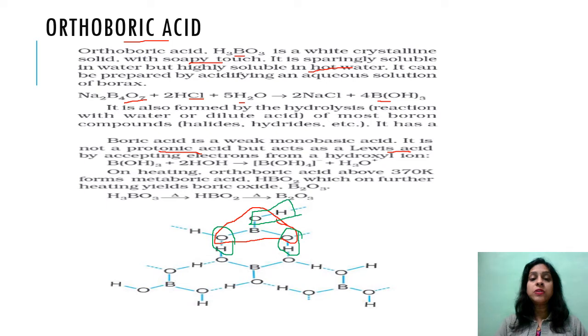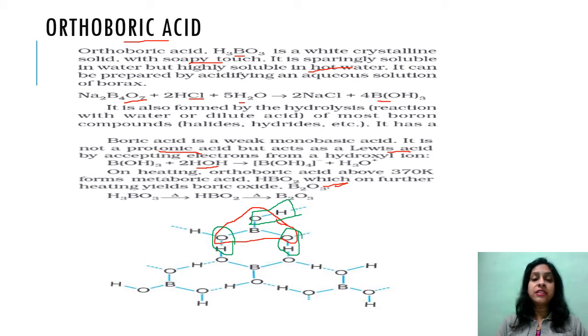How does it act as a Lewis acid? Because it accepts electrons from the hydroxyl ion. देखो अब जब BOH3 को water के साथ किया गया है, it forms an OH⁻ hydroxyl ion and forms B(OH)4⁻, and a hydronium ion is formed. Whereas on heating, these are the chemical properties of orthoboric acid.